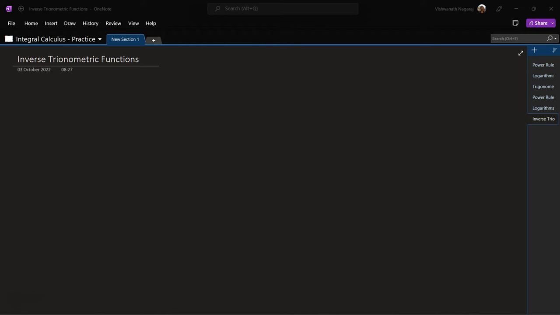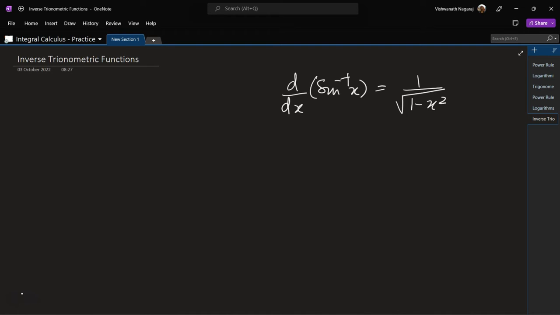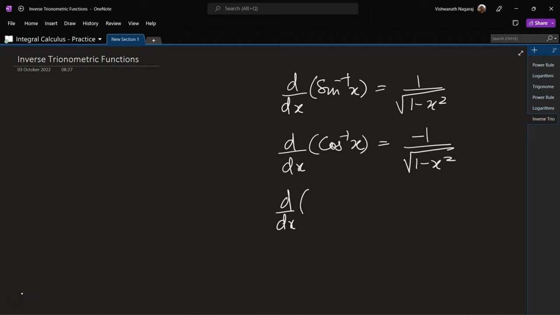Let's look at inverse trigonometric functions integration. Here we know that when we differentiate sine inverse of x, we get 1 by square root of 1 minus x square. When we differentiate cos inverse of x, we get minus 1 by square root of 1 minus x square. When we differentiate tan inverse of x, we get 1 by 1 plus x square.